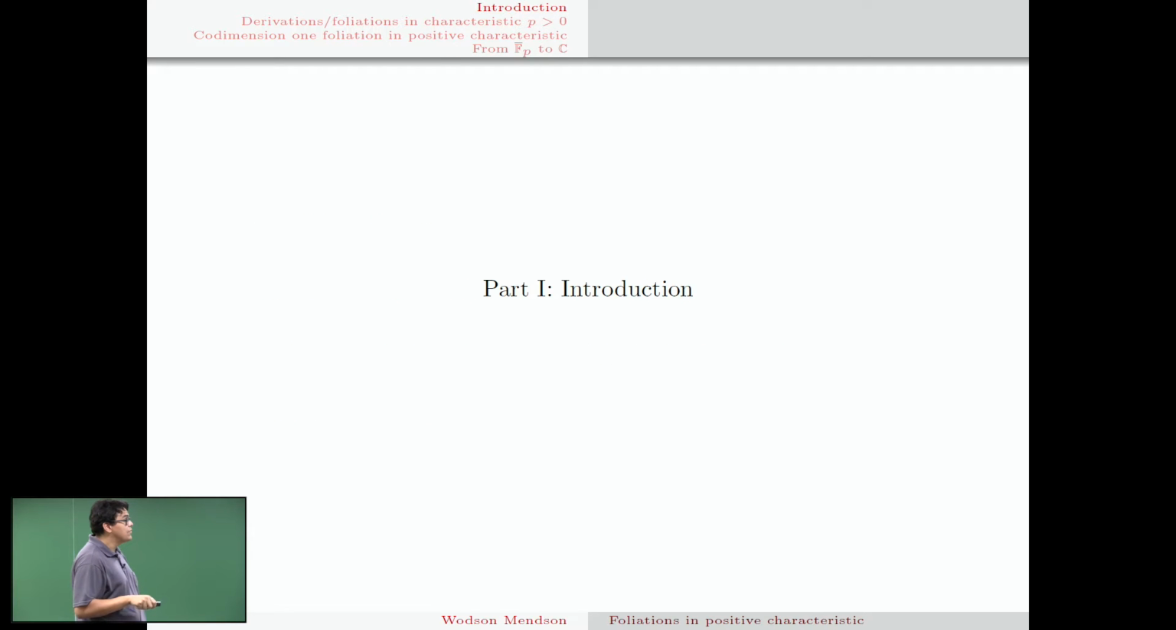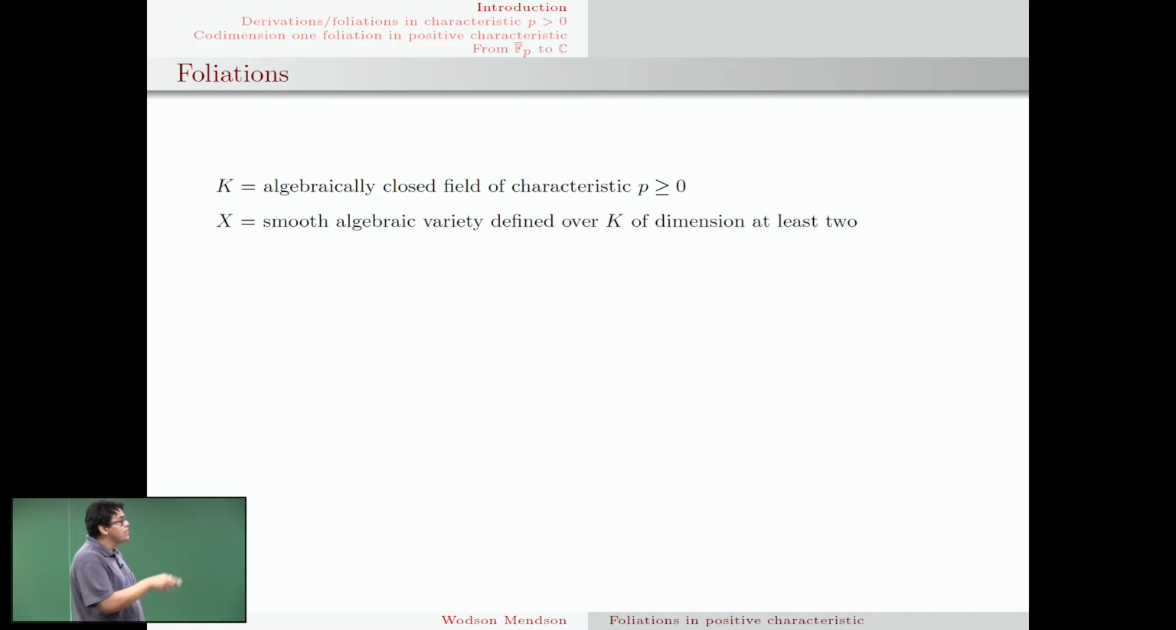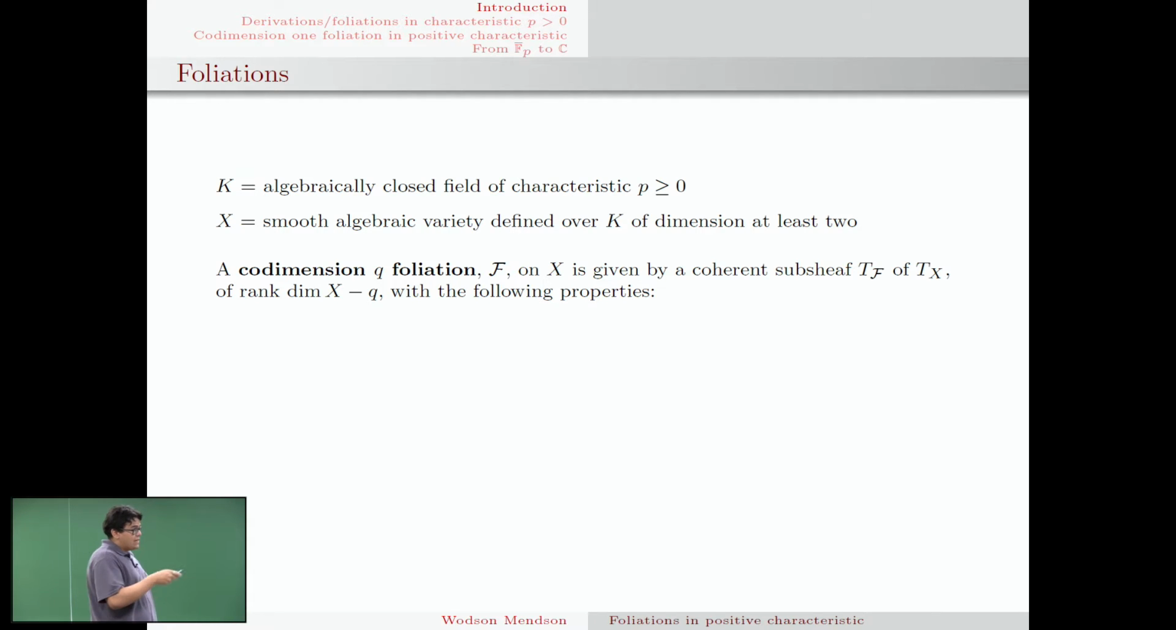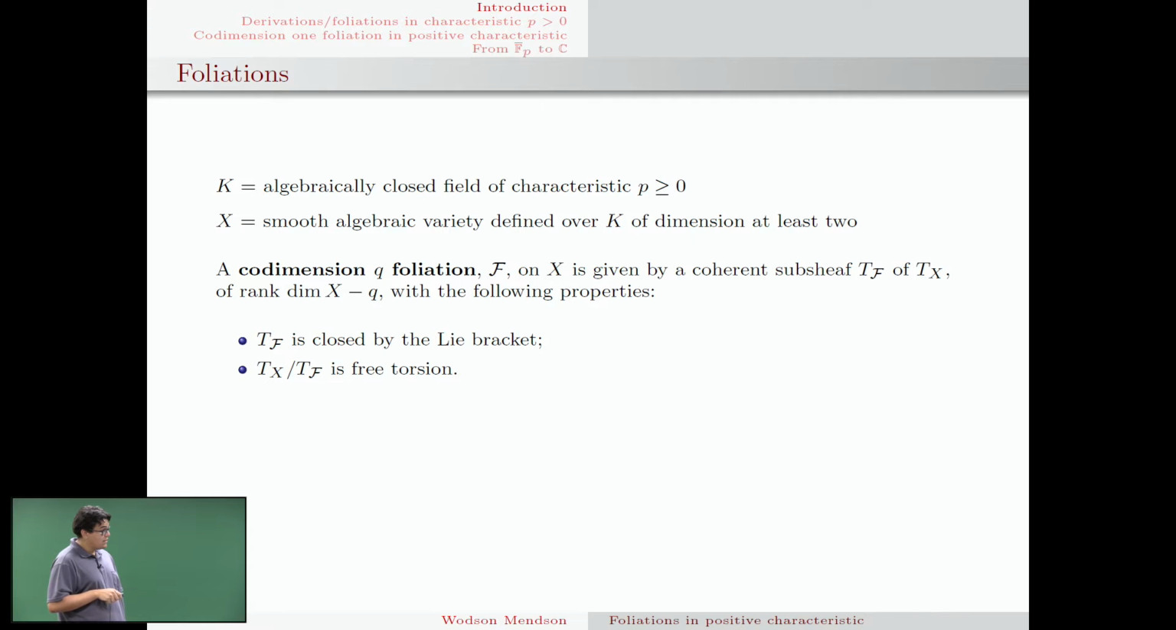So let's start with the introduction. K will denote an algebraically closed field of characteristic P, which can be 0 in this first part. X will denote a smooth algebraic variety, defined over K, of dimension at least 2. And a codimension q foliation F on X is given by a coherent subsheaf of the tangent sheaf of rank dim X minus q that has the following properties. This subsheaf is closed by the Lie brackets, and the quotient is torsion free. And this is the definition of foliation, plus this condition.